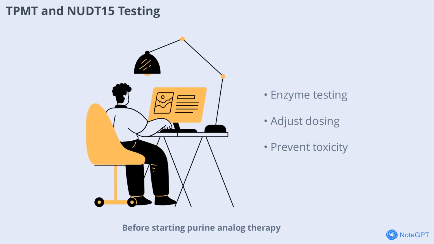Before starting purine analog therapy, patients are tested for TPMT and sometimes NUDT15 activity. These enzymes determine how quickly the drugs are metabolized. Low activity means higher risk of toxicity, so doses are adjusted accordingly. This approach helps prevent severe side effects and ensures safer treatment.